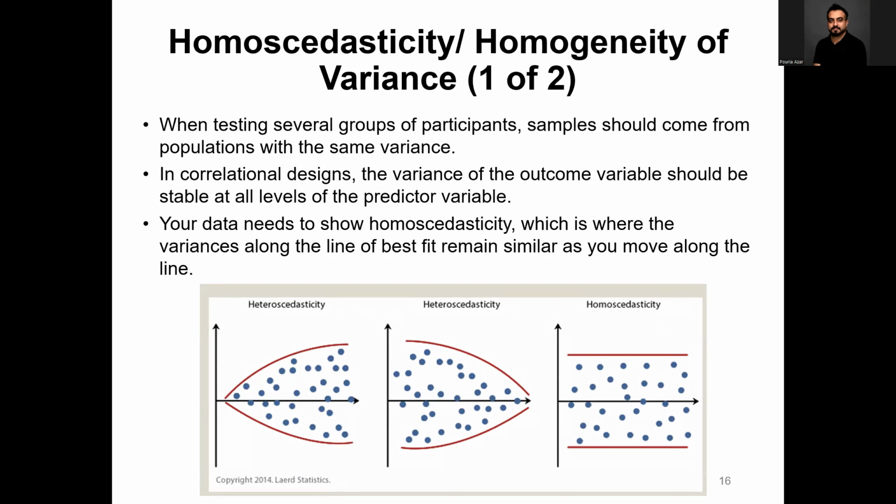The third assumption is called homogeneity of variance. We can test this. There are different tests in SPSS to detect and understand this assumption.